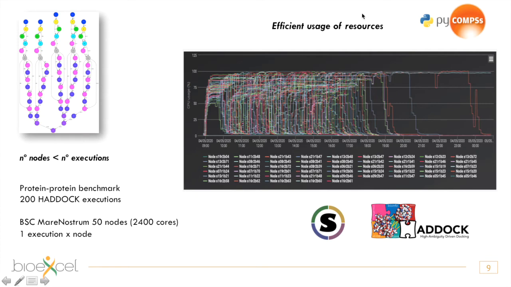We can also use resources efficiently, like in this case, when we have a higher number of executions, much more than the number of nodes available in the machine for our job. So this is a real example of a protein-protein benchmark using Hadoop. This is 200 different executions in Hadoop with just 50 nodes of MareNostrum, more than 2,000 cores. And you can see here that when one of the executions has finished, automatically another execution of Hadoop is launched by PyCOMPSs, automatically identifying that from the Python code.